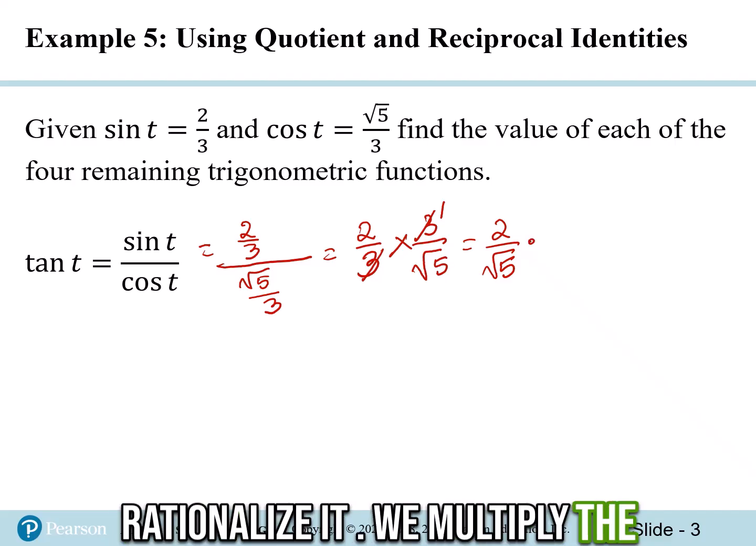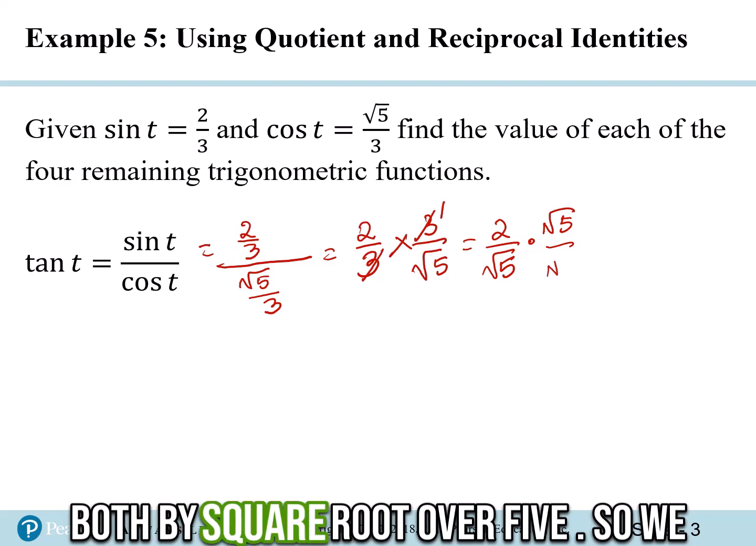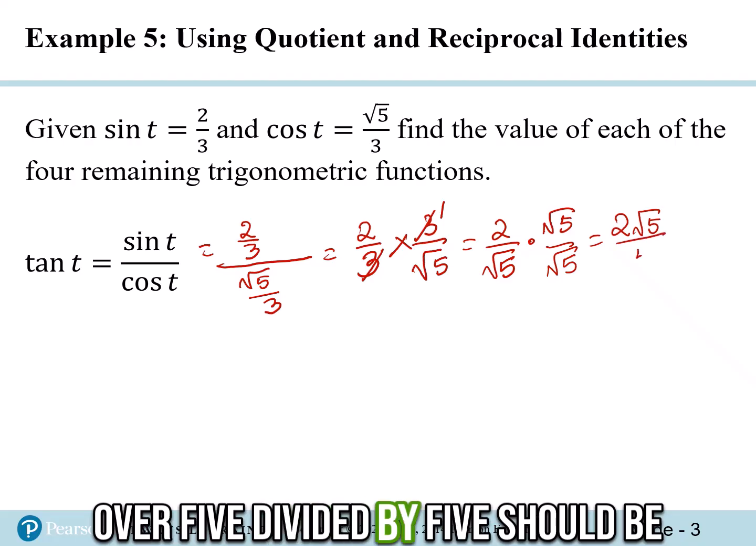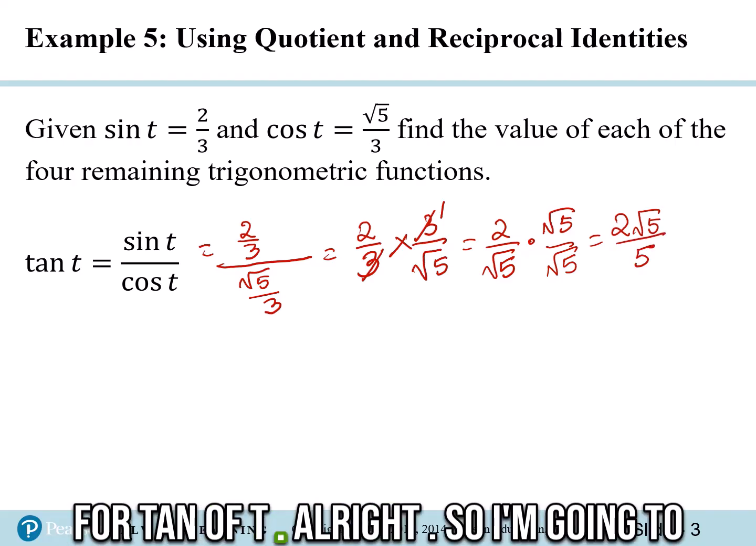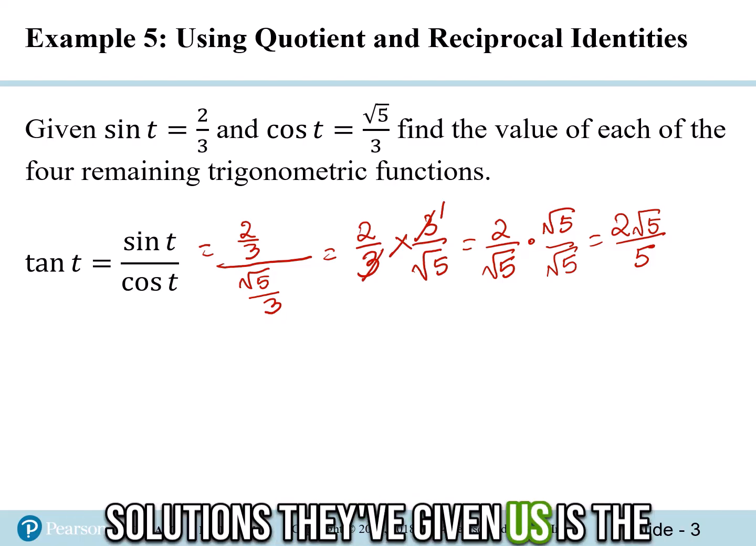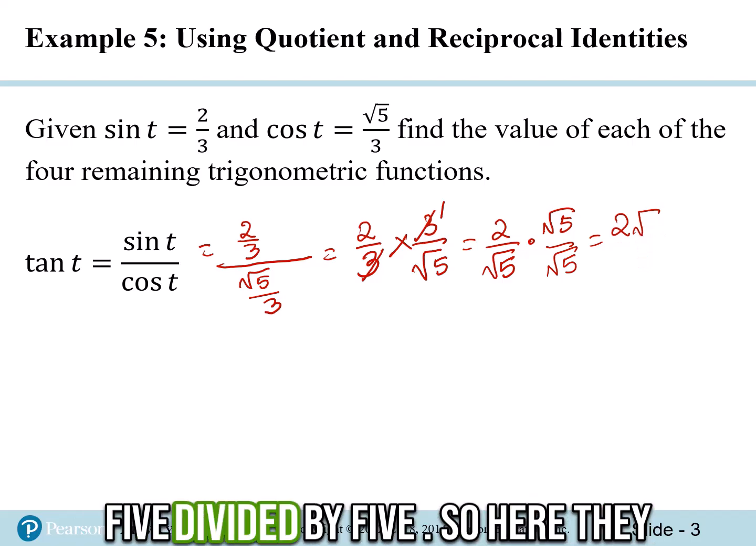We multiply the numerator and the denominator both by square root over 5. So we end up with 2 times square root over 5 divided by 5 as our answer for tan of t. All right, so I'm going to now erase this and see if the solution they've given us is the same as 2 times square root over 5 divided by 5.